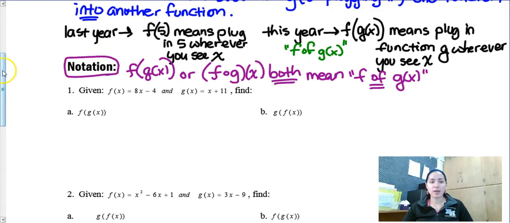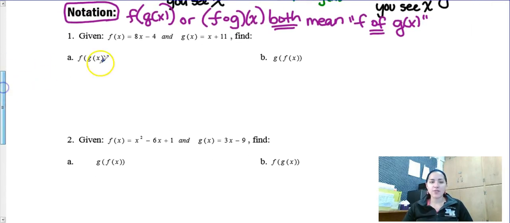Let's practice with number 1. Number 1 says, given f of x equals 8x minus 4 and g of x equals x plus 11, find, above, let's put in words, reading left to right, f of g of x. You'll always be given the two functions. You don't have to make these up. So it means we're starting with f.